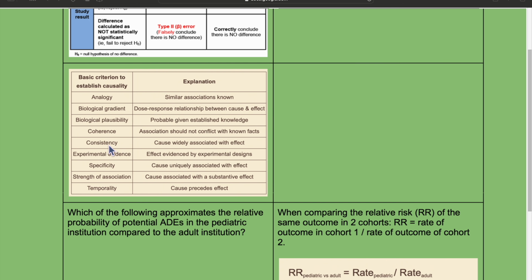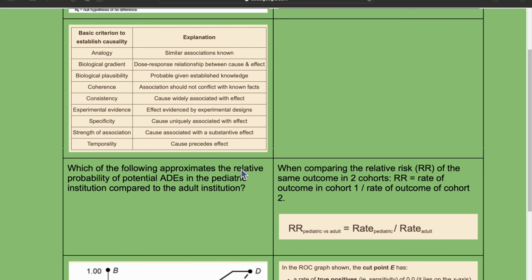Consistency is commonly, this was like the Bradford Hill criteria or whatever, right? Similar to that. Consistency, cause widely associated with effect. Experimental evidence, effect evidenced by experimental designs. Specificity, cause uniquely associated with effect. Strength of association, cause associated with a substantive effect. Temporality, cause precedes effect. Okay.